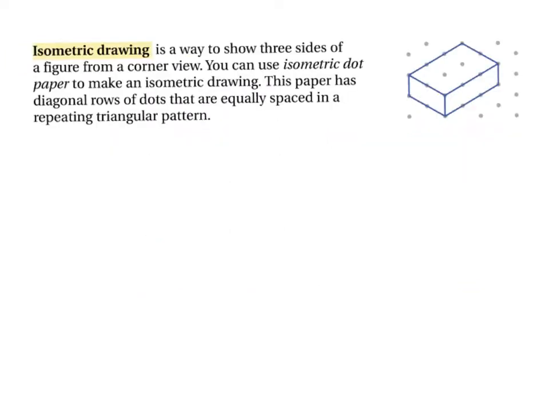Now another way to show a drawing is an isometric drawing. This is a way to show 3 sides of a figure from a corner. So we're looking at it from a corner view. You can use isometric dot paper. I'll have some of it copied for class so you can use it to make an isometric drawing. This paper has diagonal rows of dots that are equally spaced in a repeating triangular pattern.